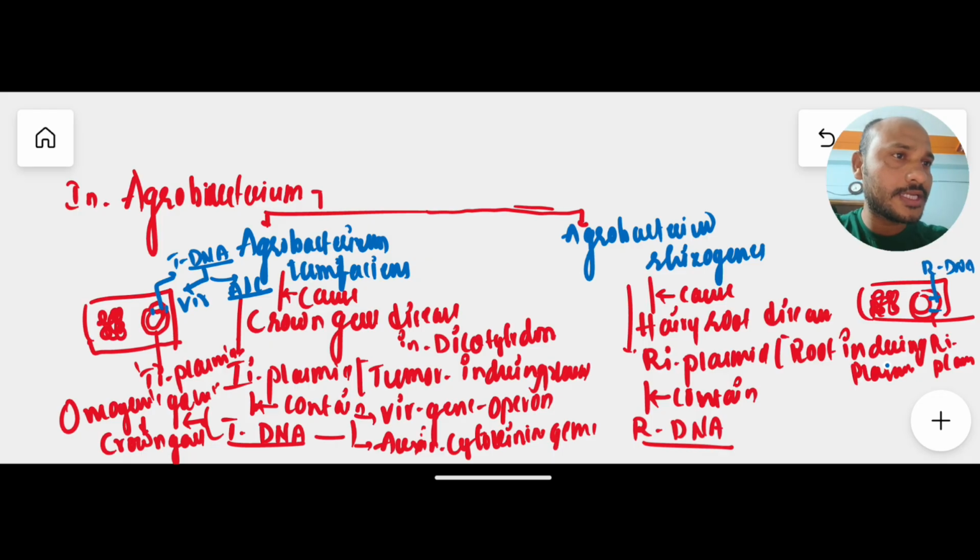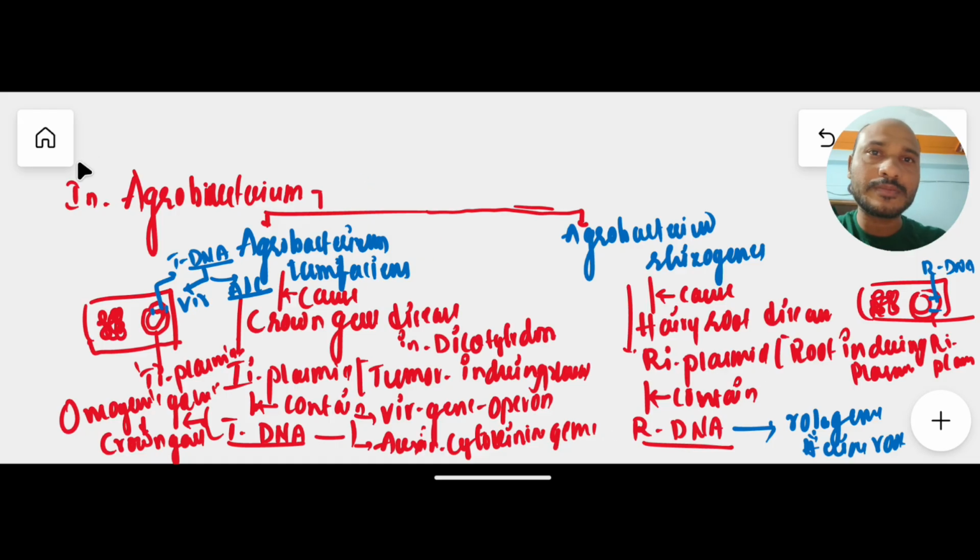So this rDNA contains a gene called the rol gene, ROL. Now this gene is an oncogenic gene, and it causes a disease, that is hairy root disease. Hairy root disease. The important thing in this lecture is, if we use this tDNA, if we disarm it, a very important concept.